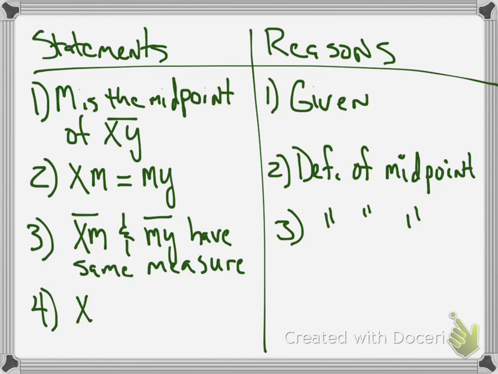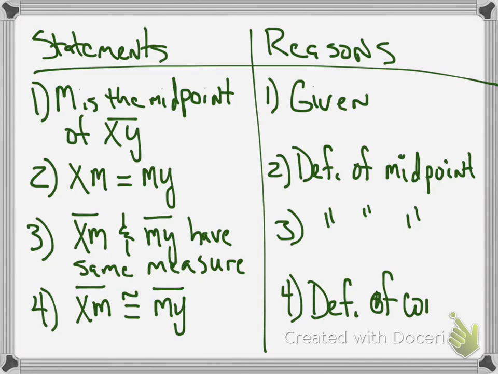The midpoint says that XM and MY should have the same measure because M divides the segment into two equal halves. So that means the measurement of XM is congruent to the measurement of MY, which basically just means, kind of like the definition of equality, that they're equal. But again, we're using the definition of congruence because it's based on a measure.